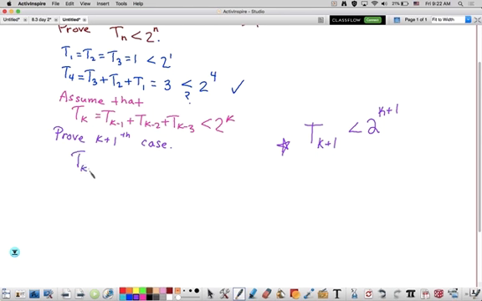Well, T sub k plus 1 is equal to T sub k plus T sub k minus 1, right? Subtract 1 from this, you get here. Subtract 2 from this, you get here. Plus, subtract 3 from this, T sub k minus 2, which is definitely less than, because we know it's true for this, this, and this, 2 to the power of k, 2 to the power of k minus 1, 2 to the power of k minus 2. So 2 to the power of k plus 2 to the power of k minus 1 plus 2 to the power of k minus 2.